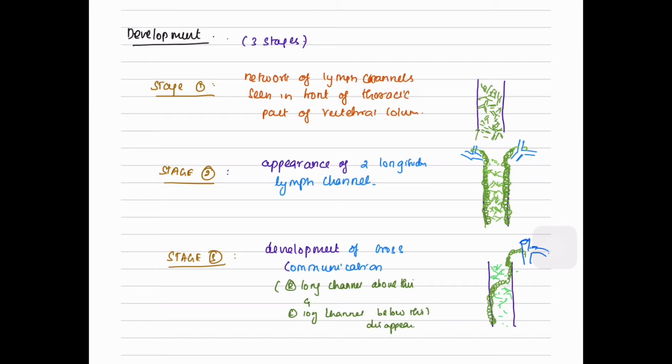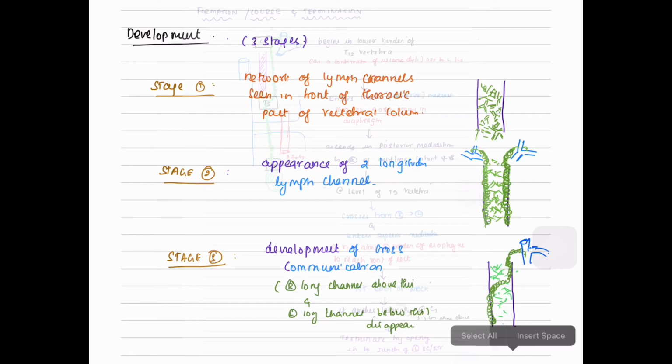Development. There are 3 stages. Stage 1: there will be a network of lymphatic channels seen in front of the thoracic part of the vertebral column. Stage 2: appearance of 2 longitudinal lymphatic channels. Stage 3: development of gross communication. The right long channel above this and the left long channel below this disappear, resulting in the formation of the thoracic duct.